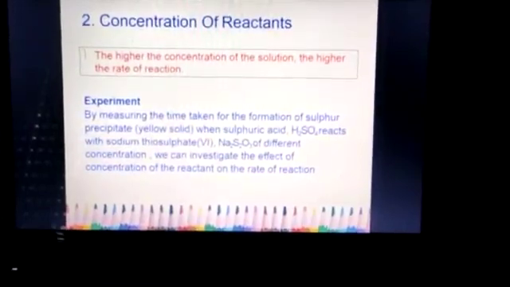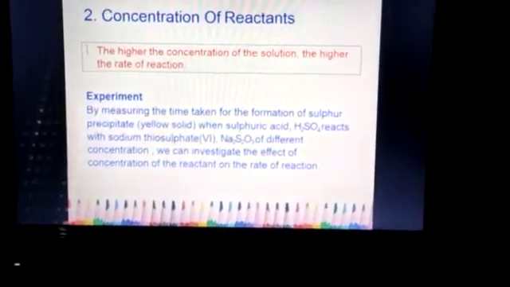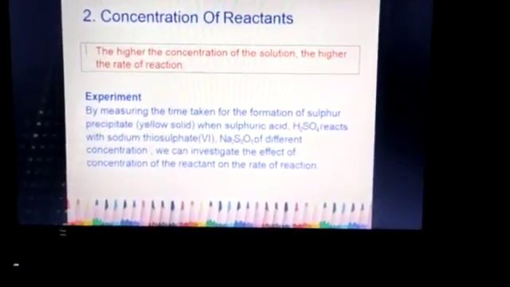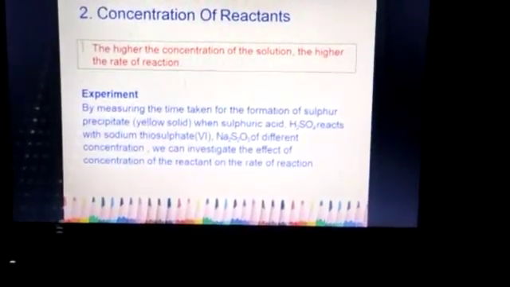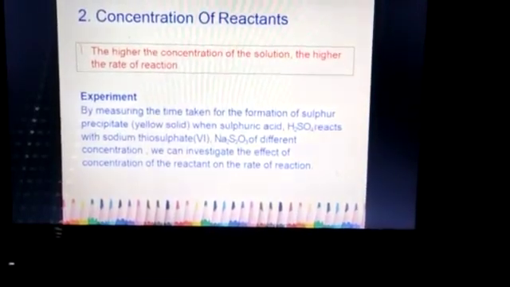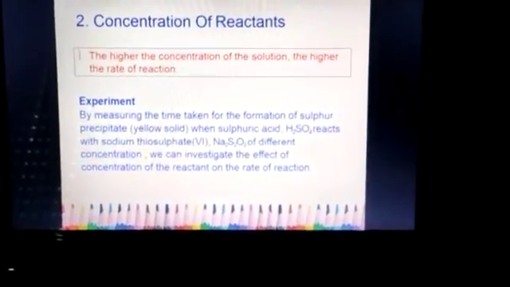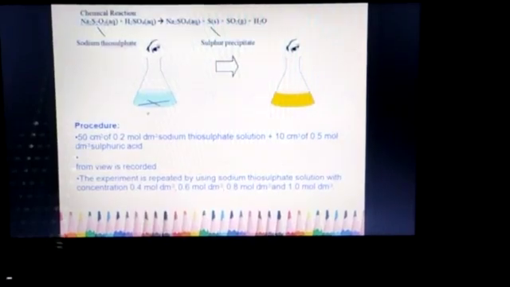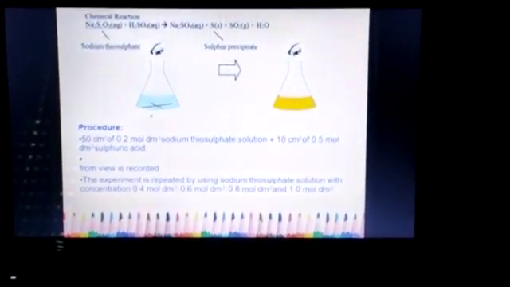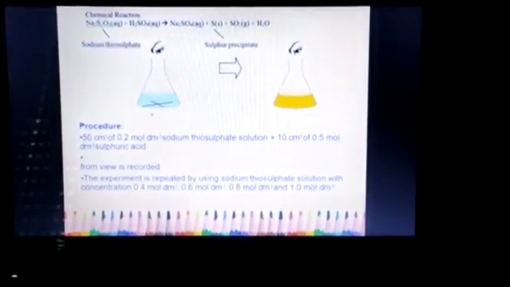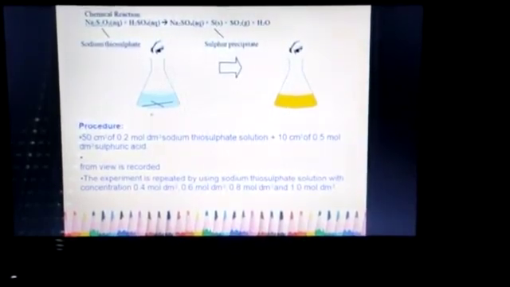One experiment is measuring the time taken for the formation of sulfur precipitate, a yellow solid, when sulfuric acid reacts with sodium thiosulfate of different concentrations. We can investigate the effect of concentration of the reactant on the rate of reaction. The procedure is 50 cm³ of 0.2 mol/dm³ sodium thiosulfate and 10 cm³ of 0.5 mol/dm³ sulfuric acid.